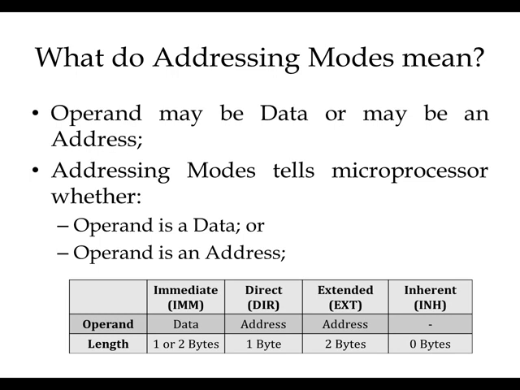Direct or extended means your operand is an address. In case of direct, the address is written in 1 byte. In case of extended, the address is written in 2 bytes. Now we might wonder, because you know that the address is 2 bytes. Remember, it's 16 lines of address, right? When you saw the architecture a little bit, you probably remember it's 16 lines. So how are you going to write it in 1 byte?